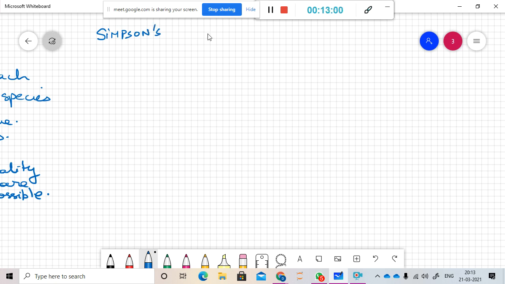Simpsons index of one minus D. You can also represent it like this. This index represents that you are doing it the other way around.